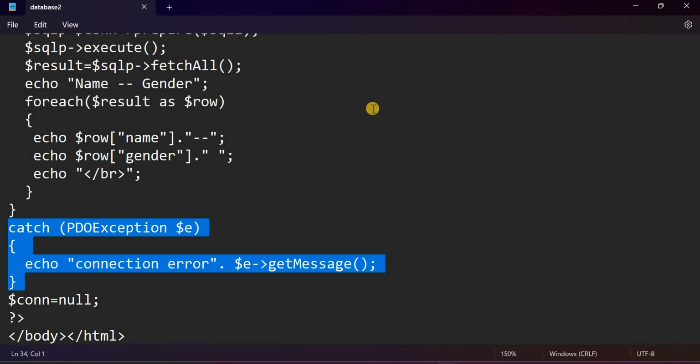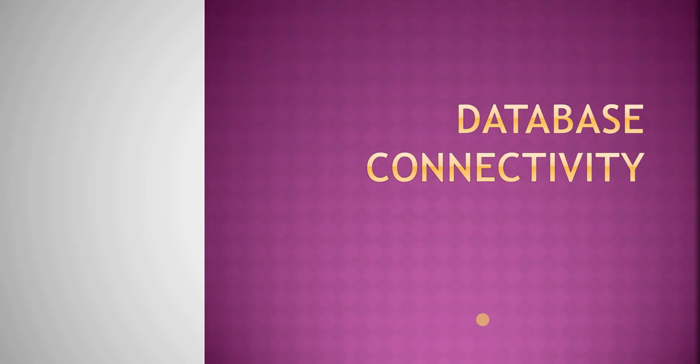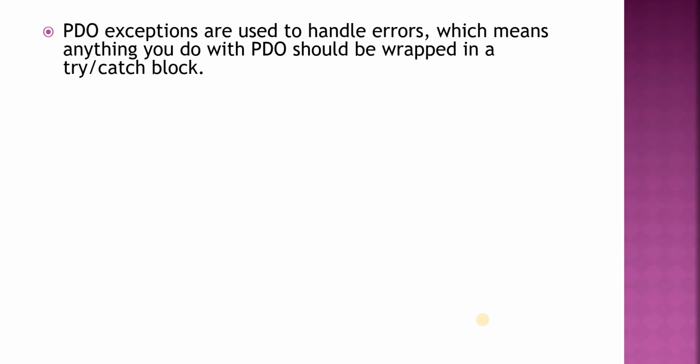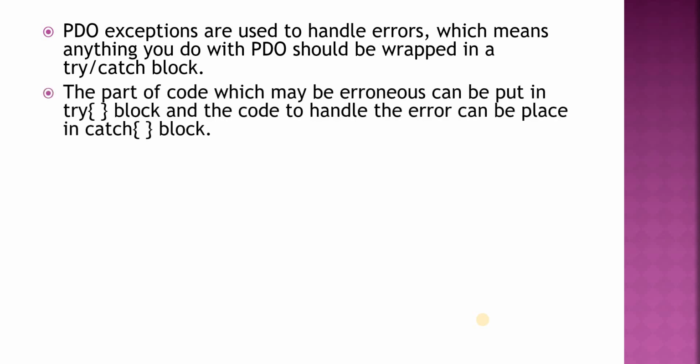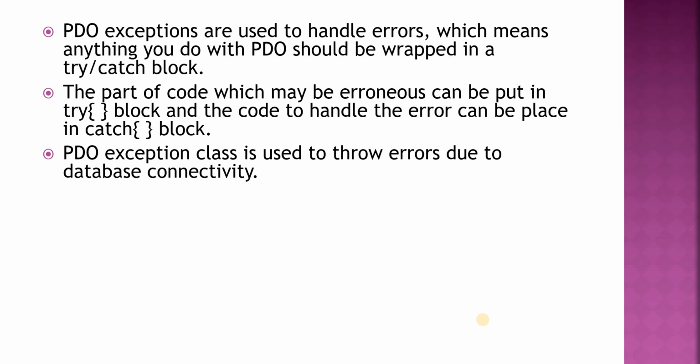Now let us just go through the textual content of this. So, database connectivity. PDO exceptions are used to handle errors. Whenever we are dealing with errors, we always have to use PDO exceptions for databases, which means anything you do with PDO should be wrapped in a try and catch block. So try is going to attempt to work. If it is working, all right, otherwise come to the catch block. The part of code which may be erroneous can be put in the try block, and the code to handle the error can be placed in the catch block.